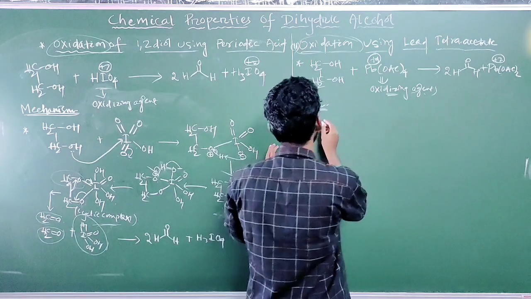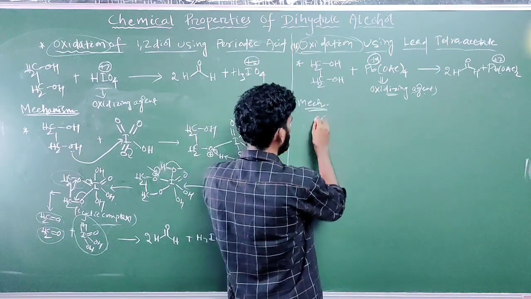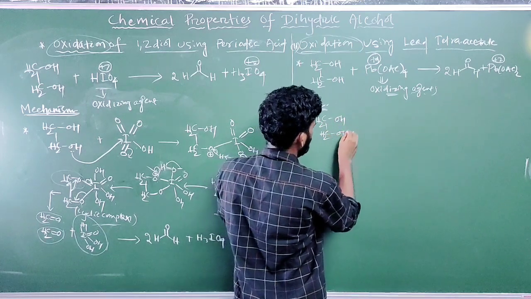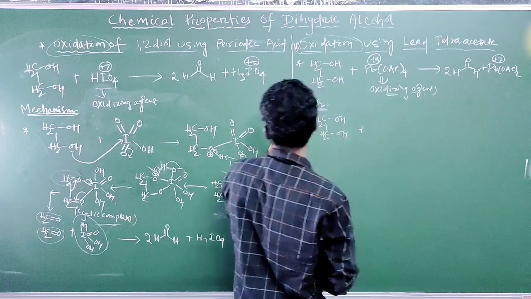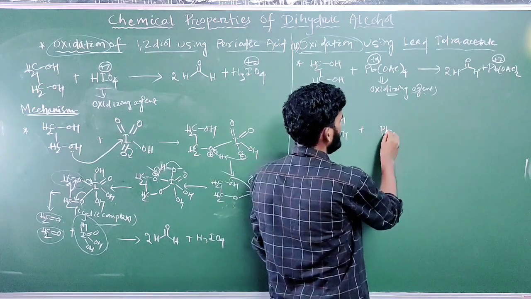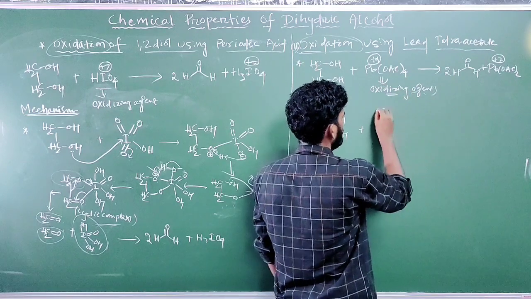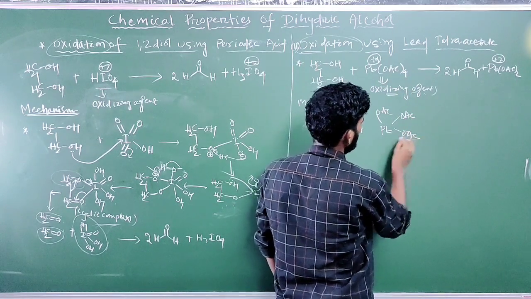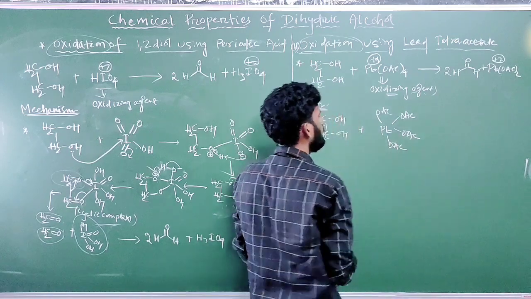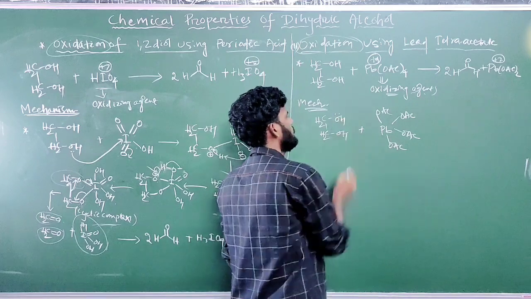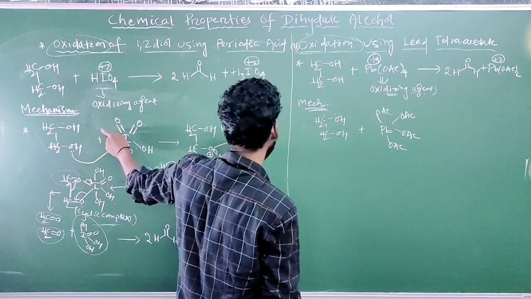Okay, it is very easy, similar to this mechanism. The starting material is a dihydroxy alcohol, CH2OH, CH2OH. Here you are using a different reagent, lead tetraacetate, Pb with four OAc groups, acetate groups. All of you know OAc is a good leaving group, acetate. The first step is similar to the first step of this one.